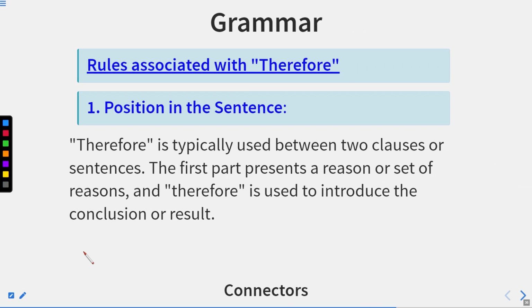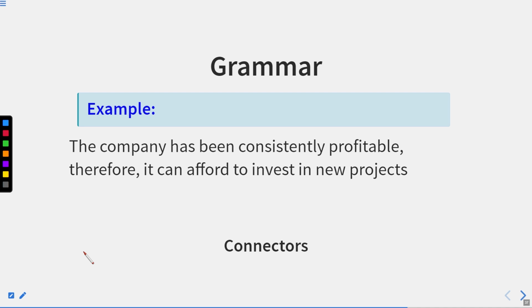Rules associated with therefore. Position in the sentence. Therefore is typically used between two clauses or sentences. The first part presents a reason or set of reasons, and therefore is used to introduce the conclusion or result. For example, the company has been consistently profitable, therefore, it can afford to invest in new projects. So, this is how we can write the word therefore. The company has been consistently profitable. So, this is the reason or the cause which enabled it to afford to invest in new projects. So, this is actually the thing that can be done just because of this reason. So we can use therefore in this case.